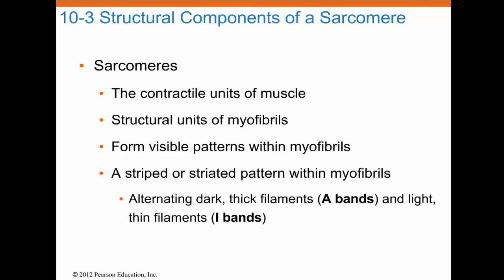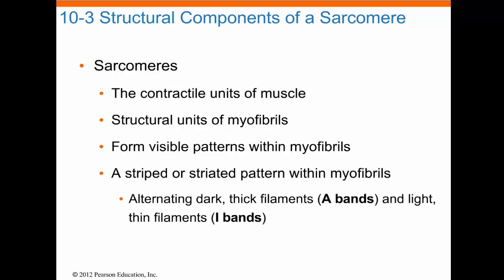Now we're looking at the sarcomeres, or the contractile units of the muscle, and the structural units of the myofibrils, and they form visible patterns within the myofibrils. A striped or striated pattern within the myofibrils. We've got a darkened thick filament called the A band and a light thin filament called the I band.